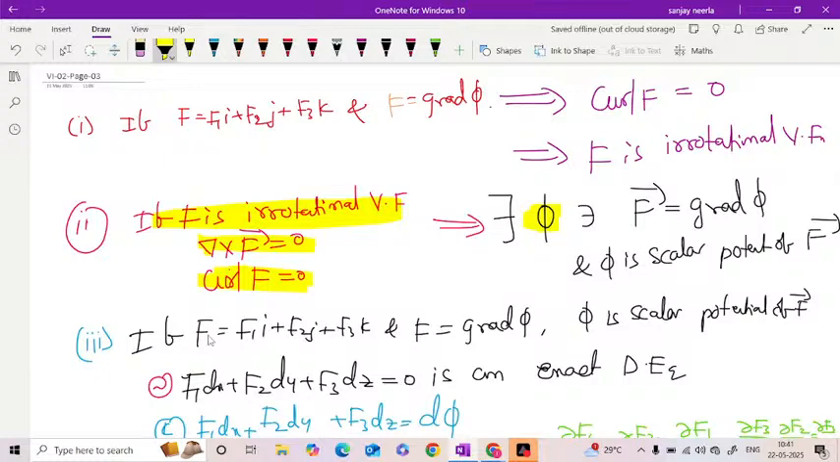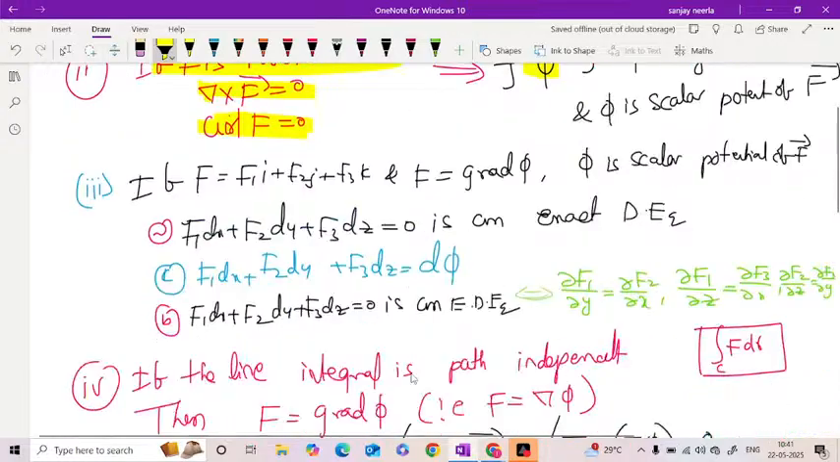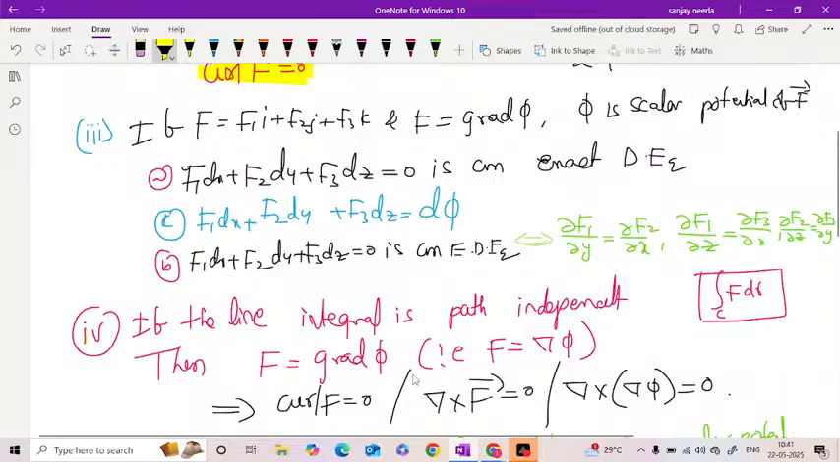And the third property is: assume F is equal to F1 i plus F2 j plus F3 k and F is equal to gradient of phi, and phi is the scalar potential of F. Then F1 dx plus F2 dy plus F3 dz is equal to 0. It must be an exact differential equation. Exact differential equation means the differential equation will be the derivative of some function. That function is phi here. That means this differential equation will be d phi only.